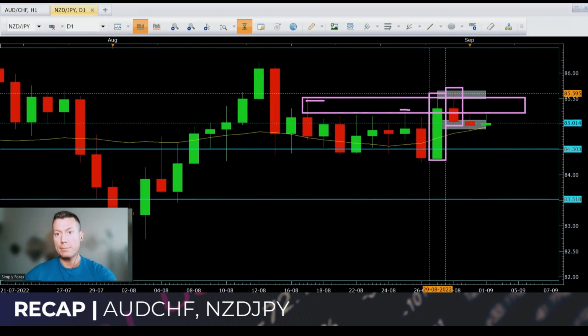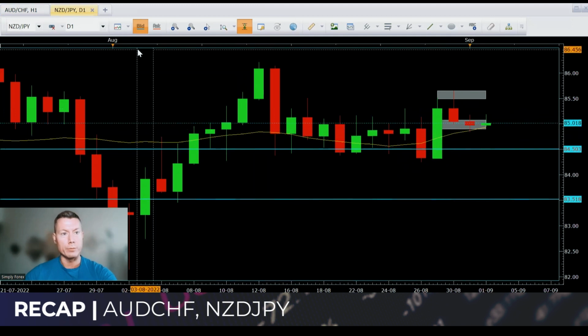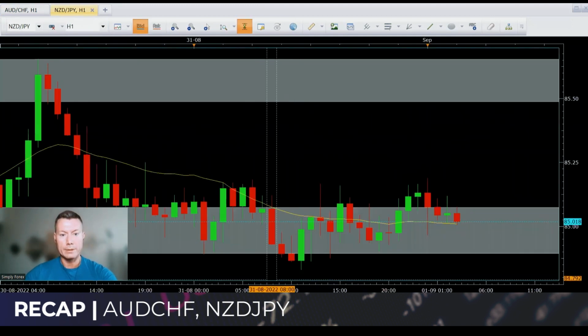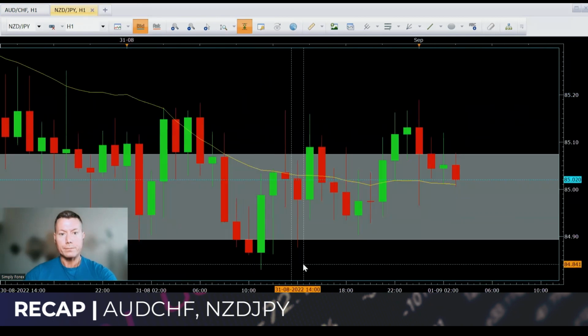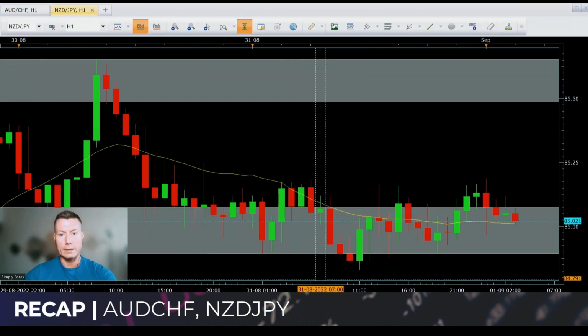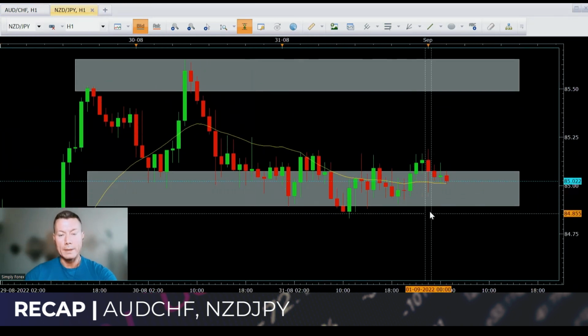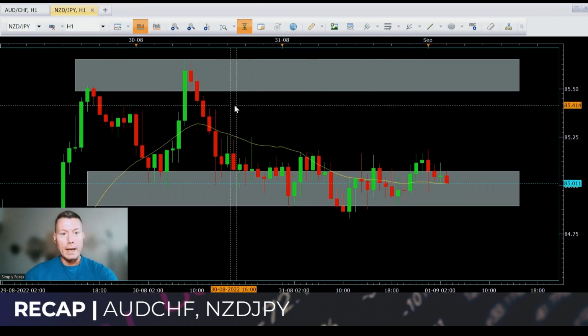I was looking to take price from one of our grey zones down to this blue line and then even this blue line. All right, guys, and as you can see, it's come down a little bit, but let's look on the H1 to see what actually happened. So guys, let's zoom. Sometimes it's difficult to get the right zoom. Okay, we've got the right zoom.